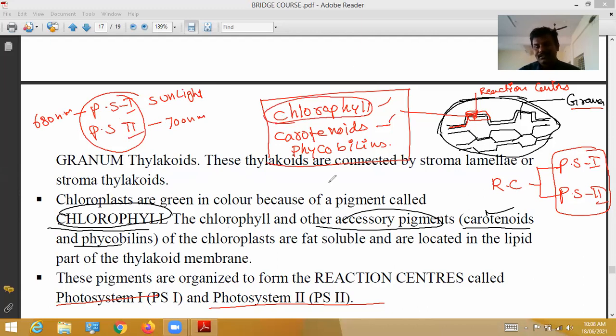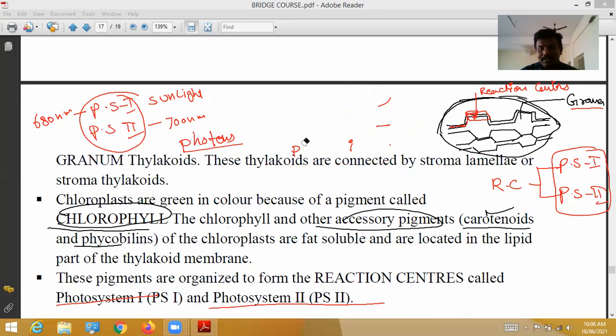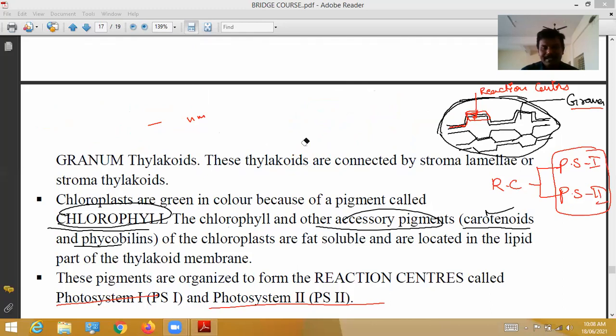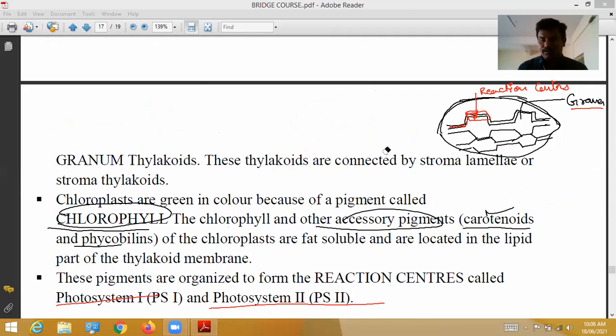After that, in that sunlight, whatever energy is there, that energy is called photons. Those photons help in the splitting of water molecules. So what is the splitting of water molecule? The light from the sunlight, whatever energy is there, is absorbed by the chlorophyll. Then the chlorophyll is called light activated chlorophyll. So the light activated chlorophyll splits the water molecule.